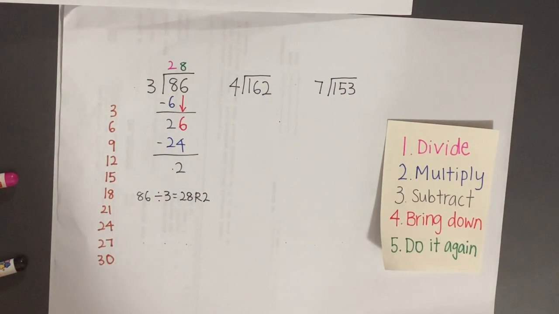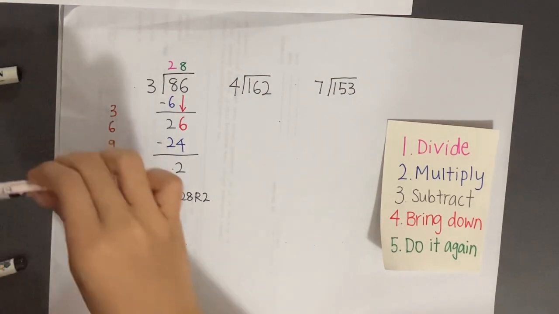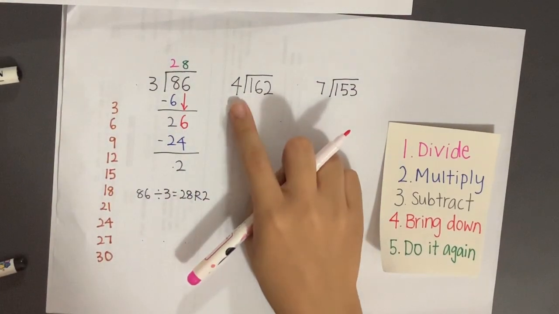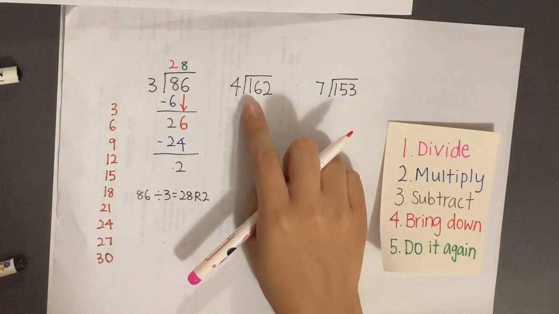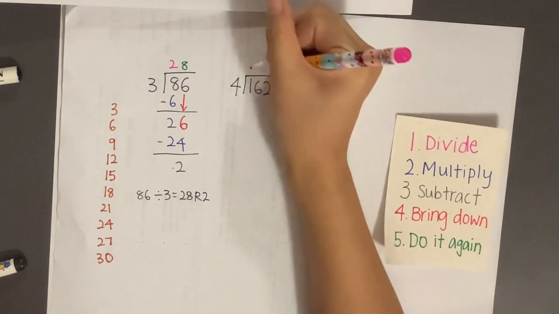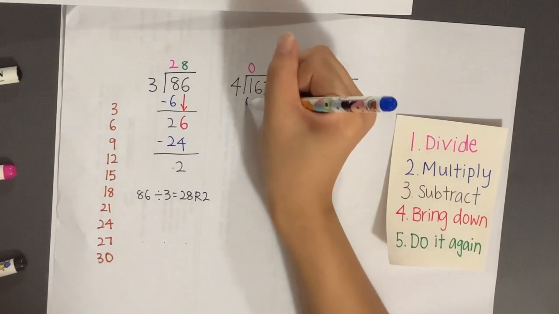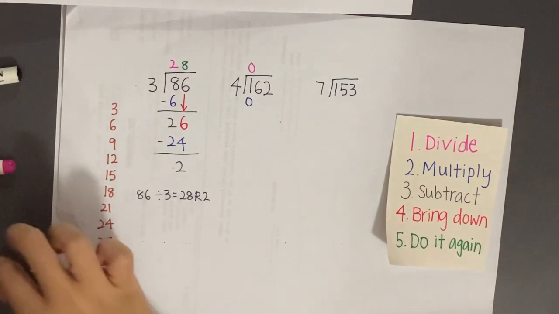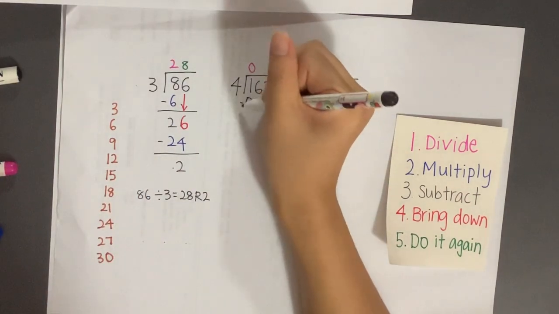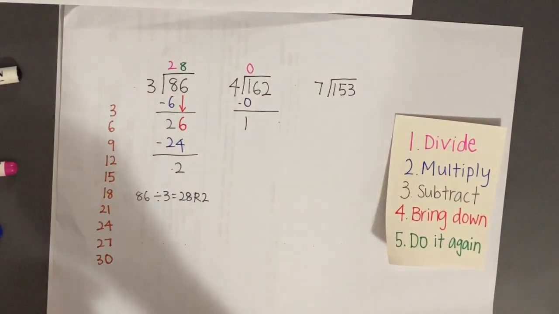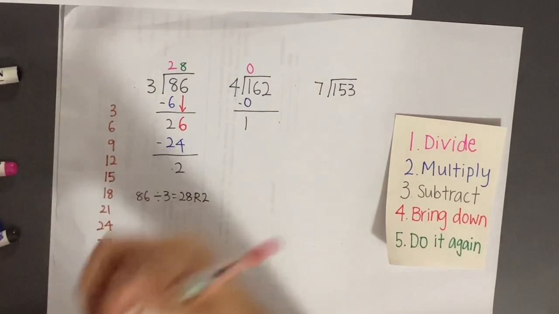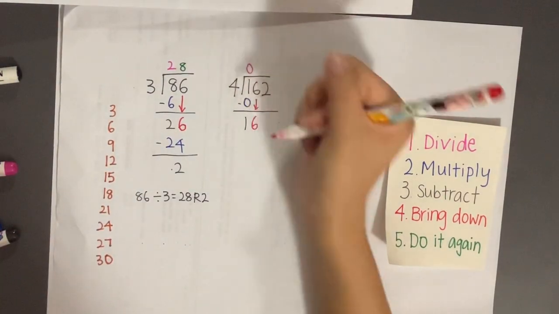Okay, let's look at the next question. 162 divided by 4. I know that 1 is smaller than 4, which means there is no other number smaller than 1 that can divide by 4. So I will put 0. 4 times 0 is still 0. I subtract, I still get 1. Bring the next number down.